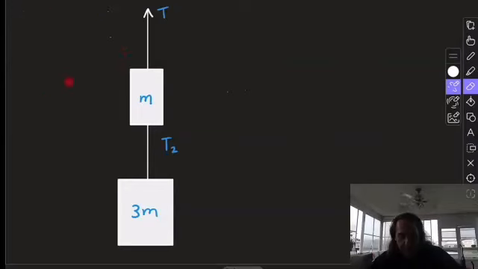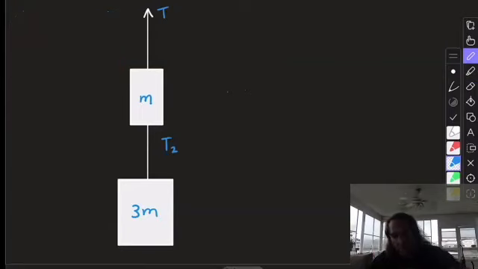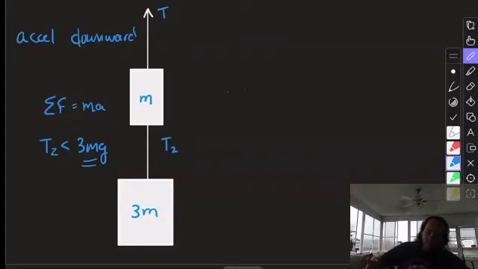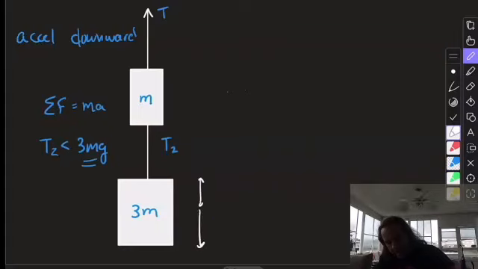And hopefully now, because I've just exploited you, when I say it accelerates downwards, the only way the bottom box can accelerate downwards is if the net force is downwards. The only way the net force can be downwards is if T2 is less than 3 mg, because 3 mg is not changing. The weight of the box doesn't change. But for it to accelerate downwards, whatever is pulling it up has to be less than what's pulling it down.